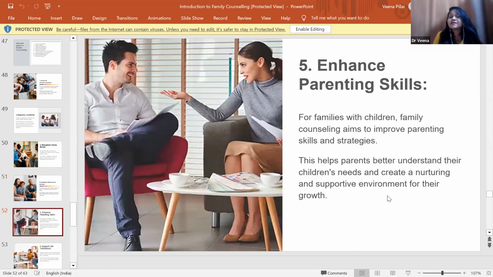So enhance parenting skills. For families with children, family counseling helps to improve parenting skills. We all know about the different types of parenting styles. So family counseling will help to identify what type of parenting style is in the family, and help the family to adapt to the healthier way of parenting, and helps the parents to understand the children's needs and create a nurturing and supportive environment for their growth.